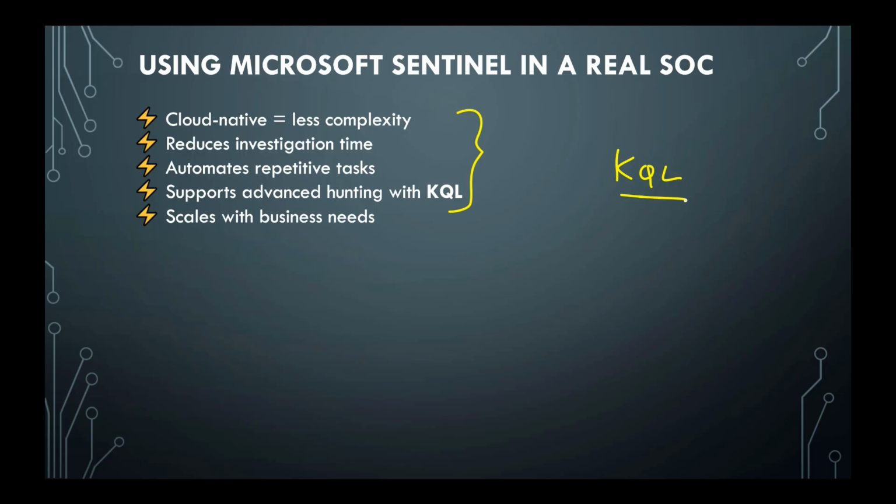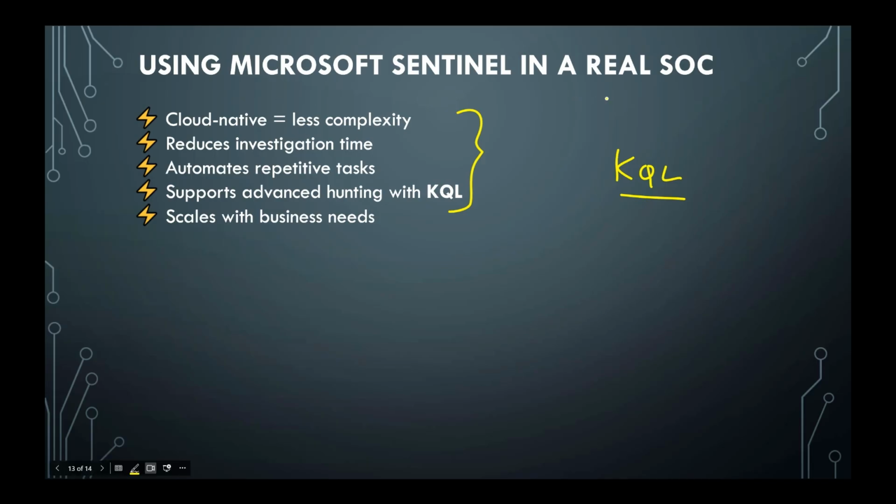Another example, responding to a ransomware attack. If Sentinel detects a ransomware attack, it can trigger an automated playbook to isolate the affected endpoint, block outbound communication to known malicious IP addresses, and alert the SOC team about the ongoing attack for further investigation. By automating the containment process, Sentinel ensures that damage is minimized while the SOC team investigates the attack.